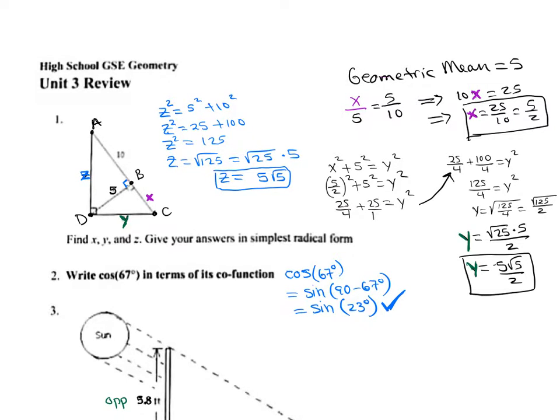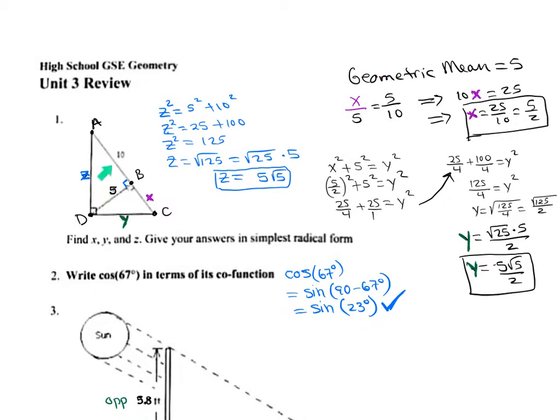All right, we are covering the Geometry High School Unit 3 review, and we're starting with number 1. So we have this triangle here. I labeled the corners A, B, C, and D, just for reference. The first thing we can find is Z, which is the distance from A to D.